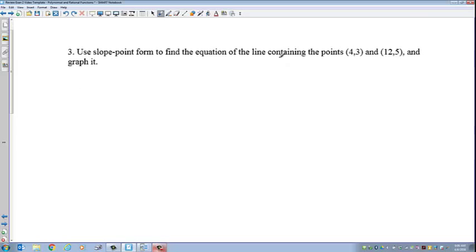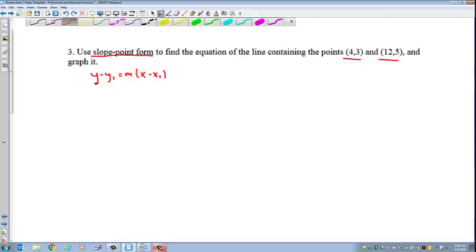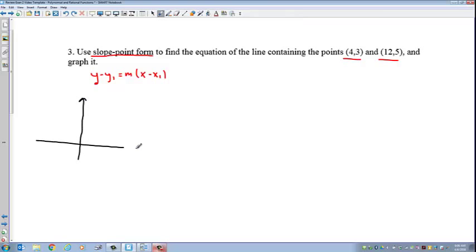So on number 3, what we want to use is slope-point form. So remember, slope-point form is y minus y sub 1 equals m times x minus x sub 1. We want to find the equation of a line containing these two points, (4, 3) and (12, 5). Whenever I do a problem like this, I always like to plot the points. That way, if I make a silly mistake, I can catch it.